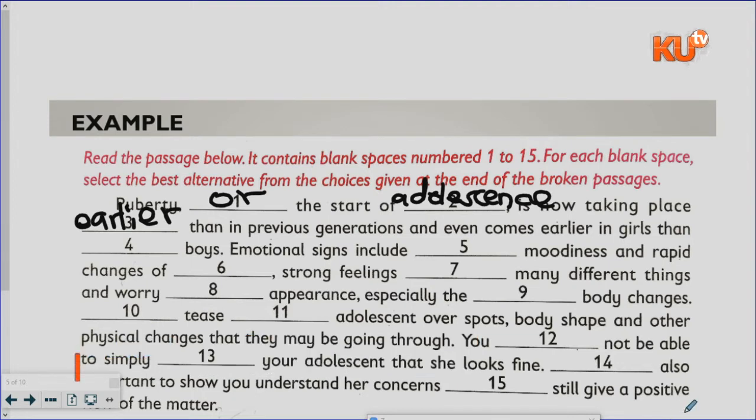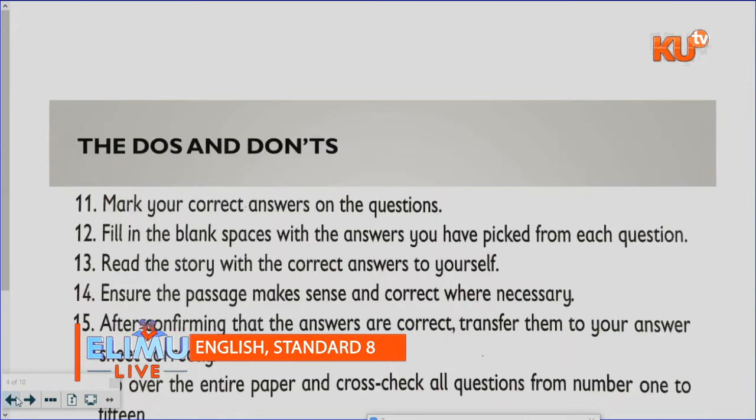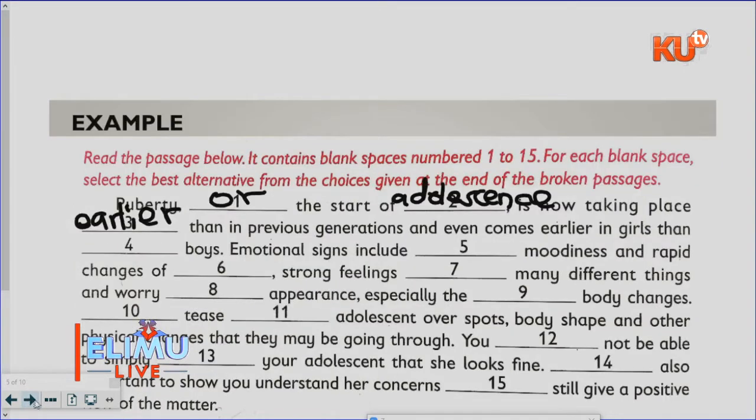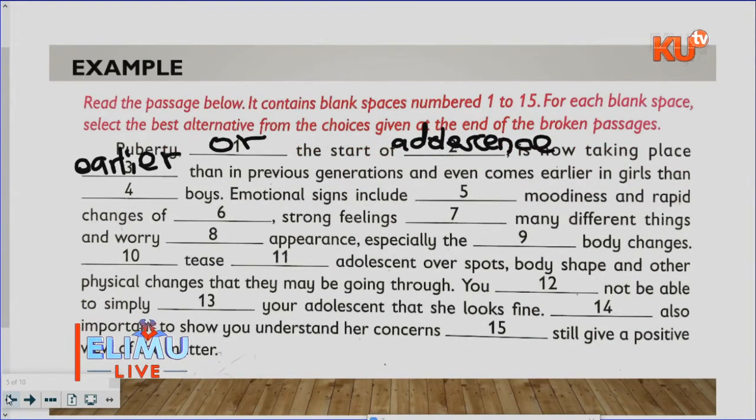So next, after filling in, is now read the story with the correct answers to yourself. What does that mean? It means you go through your story. For example, this one here. Puberty or the start of adolescence is now taking place earlier than in previous generations, and even comes earlier in girls than in boys. Let me fill there.